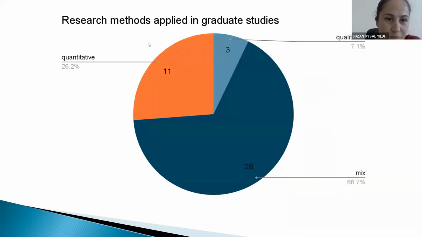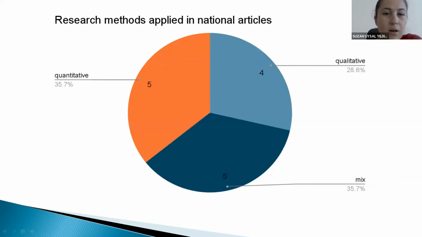And when it comes to the research methods, as you can see, mostly researchers preferred mixed methods. So they combined both qualitative and quantitative methods to support their ideas. Also the same in the national articles.